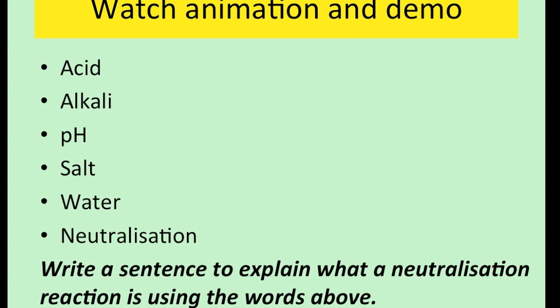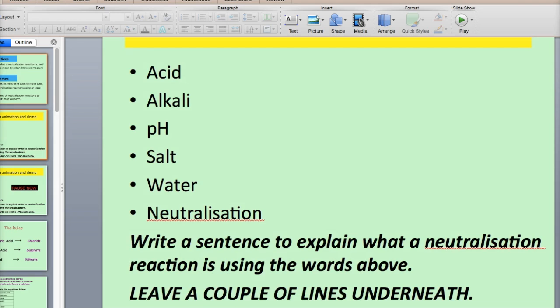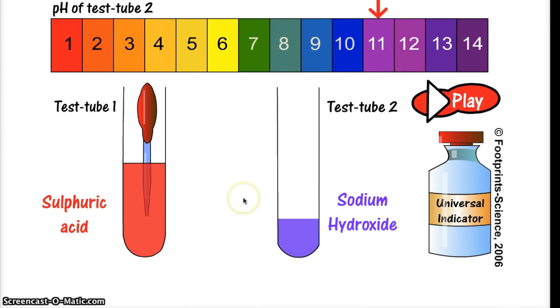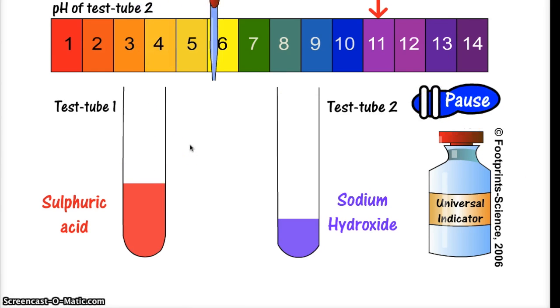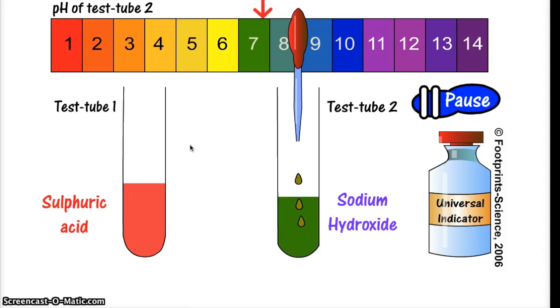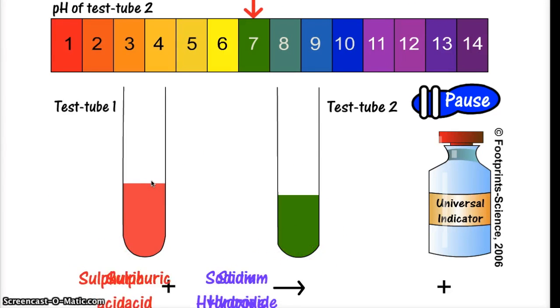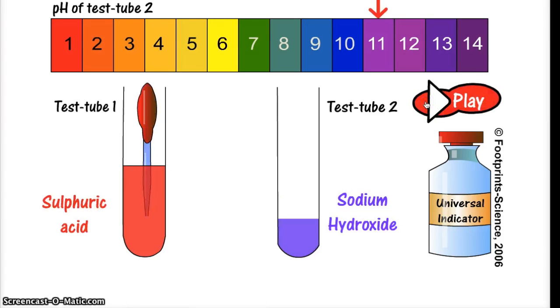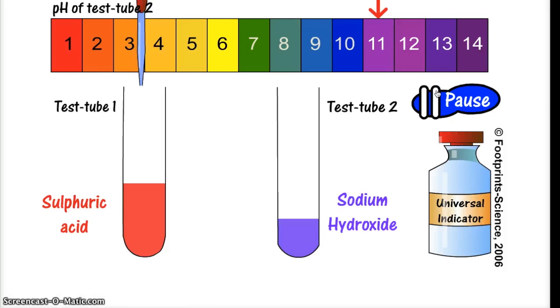The first thing I want you to do is watch an animation that I found online. It is here on the Footprint Science website. You can see that if we press play here, we're adding some acid to an alkali. The acid originally has a low pH, so if we add a universal indicator to it, the universal indicator is red. If I restart it, you can see the alkali turns the universal indicator purple.